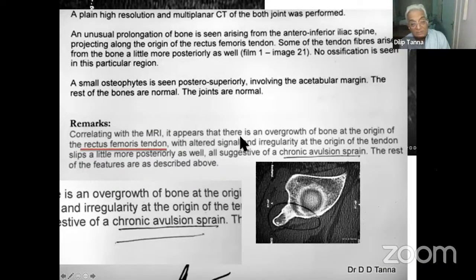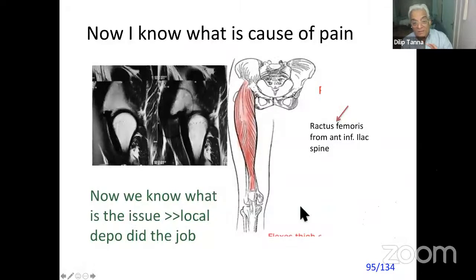Correlating with MRI, it appears there is an overgrowth of the bone at the origin of the rectus femoris tendon, with altered signal and irregularity at the origin of the tendon. Slips a little more posteriorly as well, all suggestive of chronic avulsion sprain. The rest of the features are described. Chronic avulsion sprain. This is exactly what it was. Once he described that, there is now nothing else, this is how it is. Here it is a typical way.